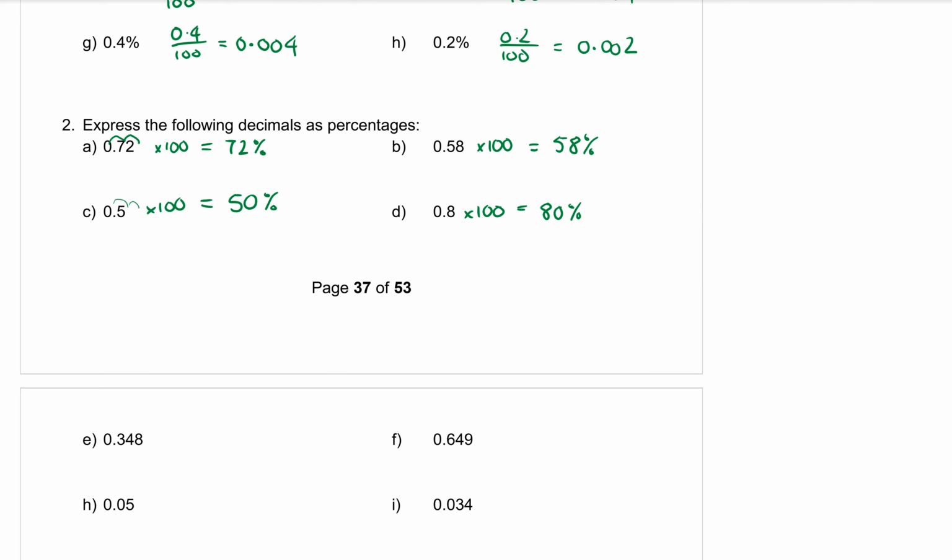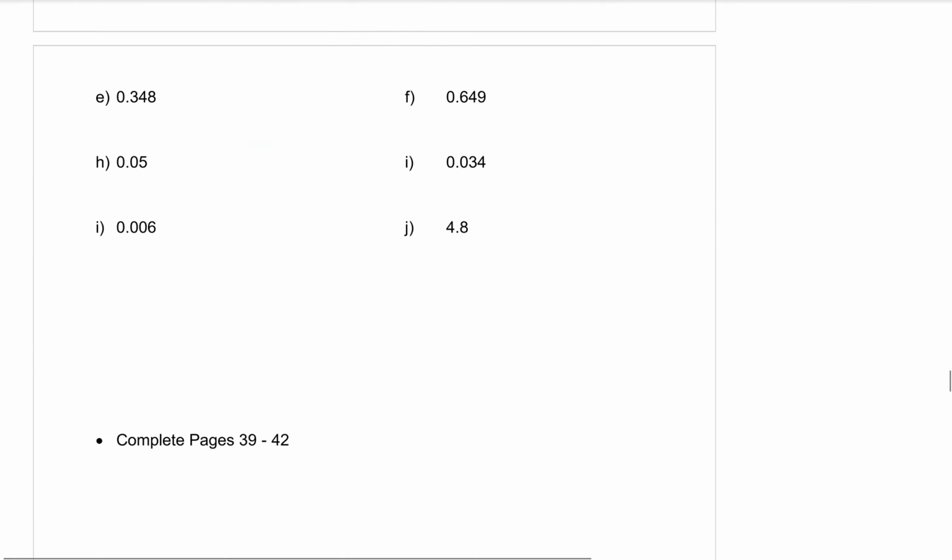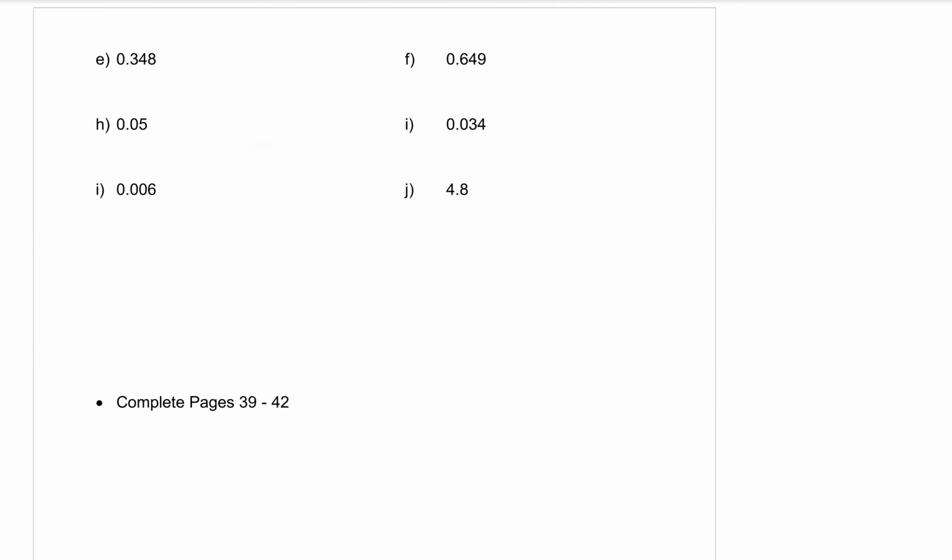Next page. There's a lot of these, so I'm going quickly. The bell goes soon, that's why I'm going quickly. Times it by 100. So 1 jump, 2 jump, 34.8%. F, times it by 100. So that's 1, 2 jumps, 64.9%. Everyone following okay? All right, next one, times it by 100. So 1 jump, 2 jump makes 5%.